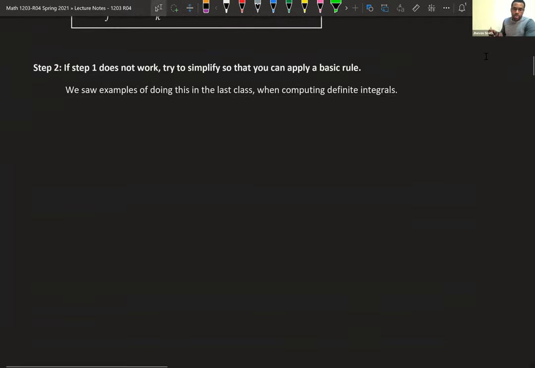Let me just do some examples of this right here. So for example, let's say you have something like the integral of one over x cubed. How do you actually integrate that? Well, we don't have a rule that applies here directly as it looks. We have a rule for one over x, which is not one over x cubed.